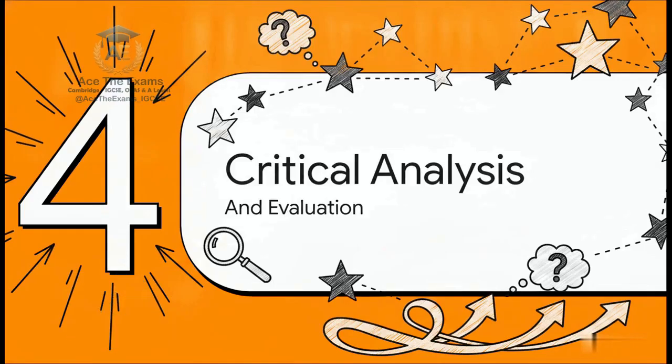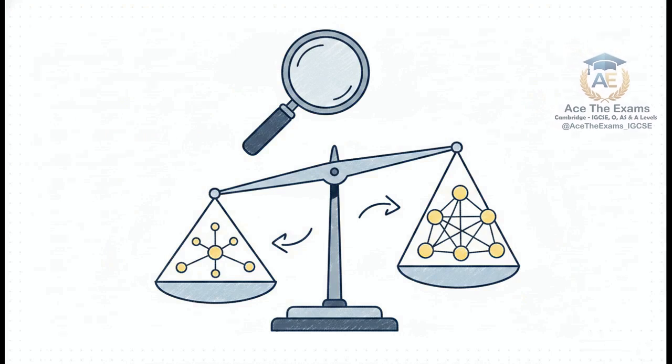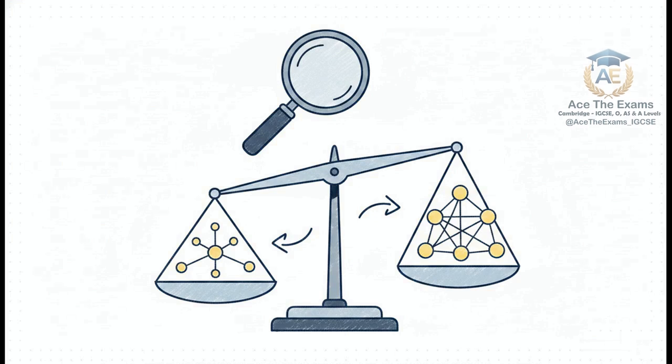Which brings us to Section 4, Critical Analysis and Evaluation. This right here is the highest level cognitive domain assessed in the syllabus. It's where the top students completely separate themselves from the rest. A huge requirement here is comparative analysis.